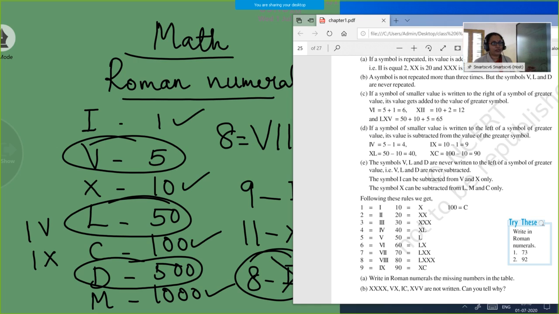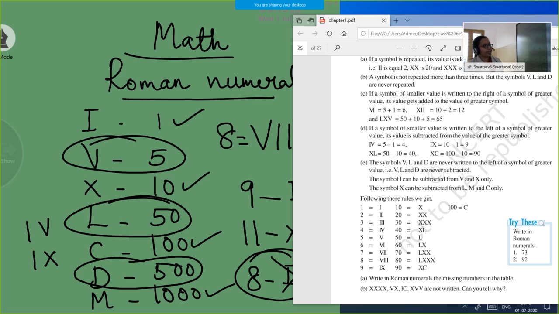Okay? Like that. If it is written XC, what is the meaning of XC? C means 100. If you are writing XC, it means this X is subtracted from C. X subtracted from C means the answer is 90.